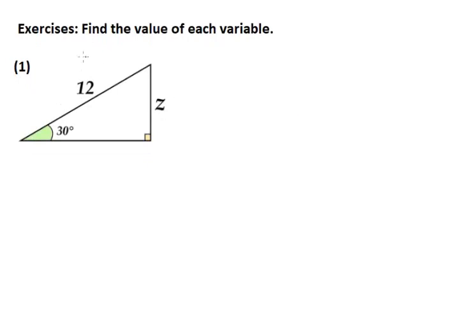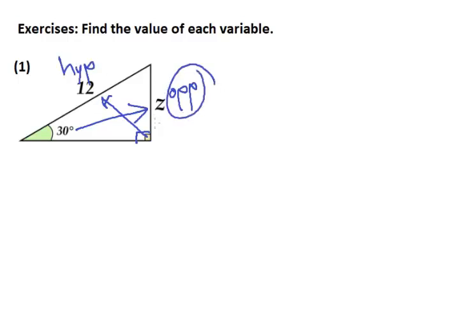Let's see this. Find the value of each variable. So we have letter Z and we have 12. Now, what are these things? Well, you can see I have an angle of 30 degrees. Where is that angle pointing at? It's pointing at Z. So Z would be the opposite side. The square is pointing at 12. So 12 will be the hypotenuse. So what do I have? I have opposite and I have hypotenuse. Which formula is opposite and hypotenuse?